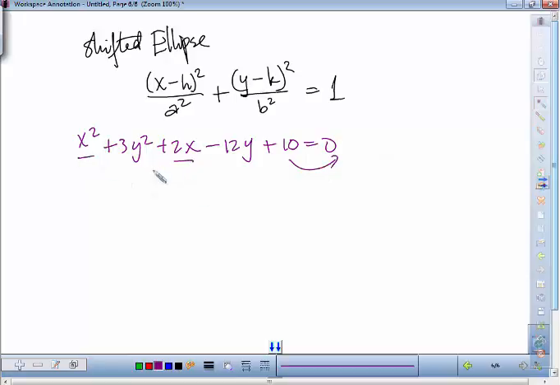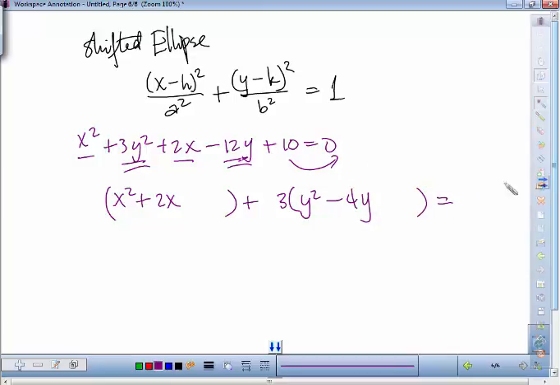Let's group up the x's and the y's together, and maybe do a couple of other steps along the way. So my x's are together. I'm going to leave some space here for the stuff that I'm going to add on. My y's will be together, but I'm going to take an extra step and factor out a 3. And so when I factor out a 3, this becomes a 4y instead of a 12y. Again, leave that space there, and then I'll take the 10 over to the other side, so it becomes a minus 10.